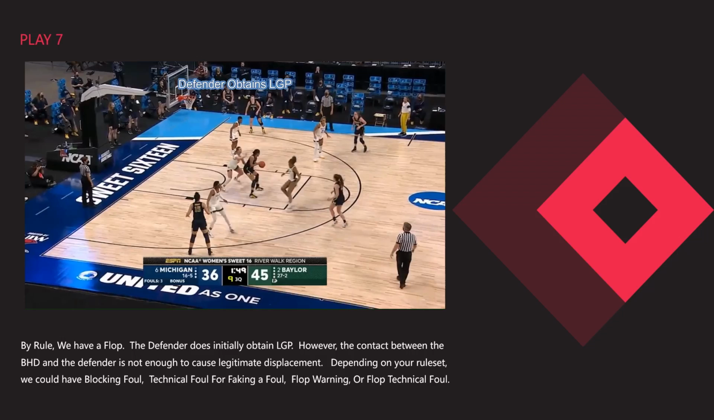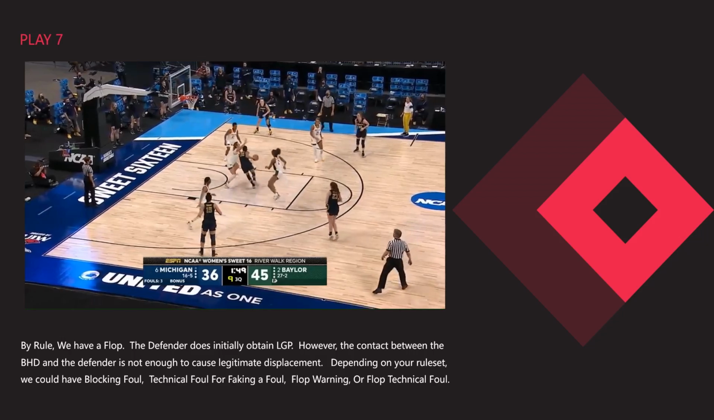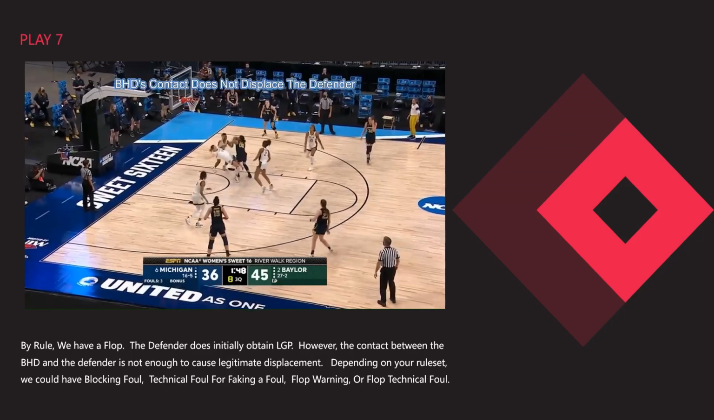Our post defender obtains legal guard position, 2 feet on the playing court in bounds, torso facing the opponent. As our ball handler dribbler makes her post move, just after the contact, which is not the catalyst for displacing the defender, our defender falls to the floor as a result of flopping.